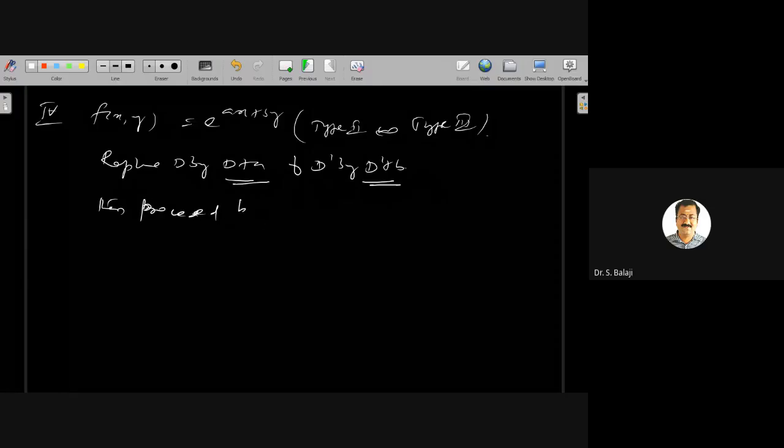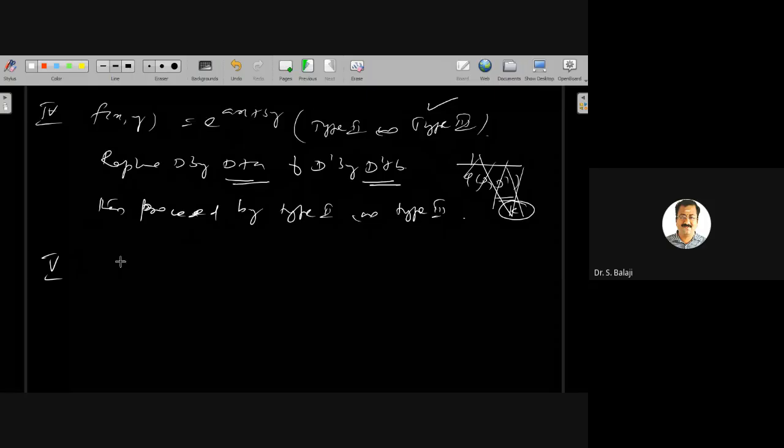Type 3 version: replace D by D plus a, and D dash by D dash plus b. Suppose type 3 is there on the right side, an algebraic polynomial. If you get a constant in the 1 by function of D, D dash, then instead of the highest power as a common element, you have to take that constant k as the common element. This will be the idea.